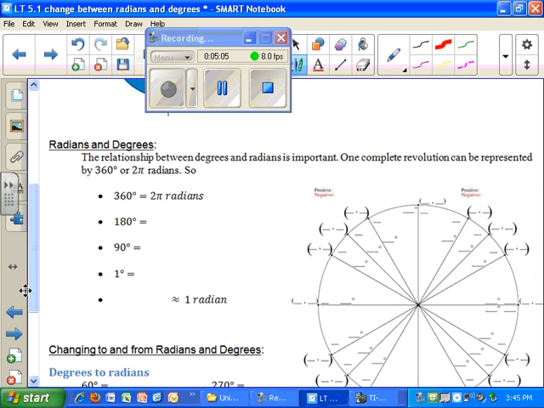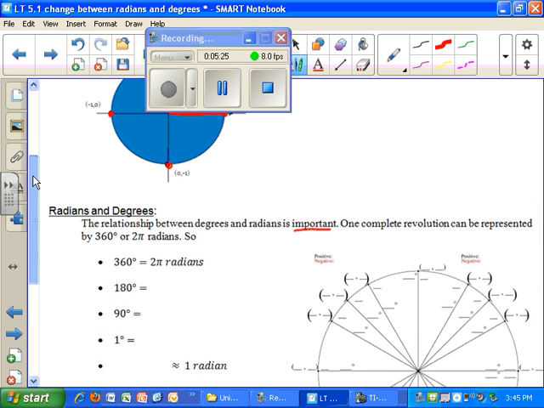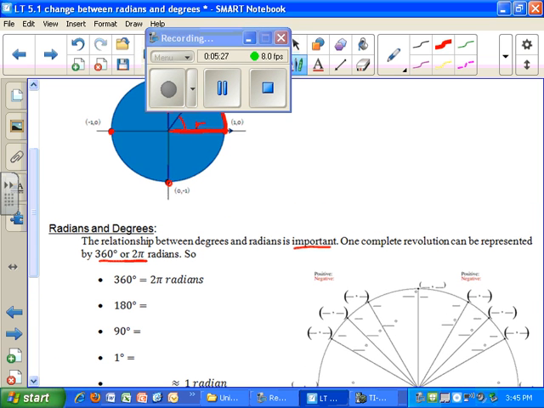So we are going to have to go back and forth between radians and degrees. If you know how many degrees an angle is, you should also be able to tell me how many radians, and vice versa. So this relationship is important. One complete revolution is going to be marked by 360 degrees. And so that's where we get this relationship of 360 degrees is 2 pi.